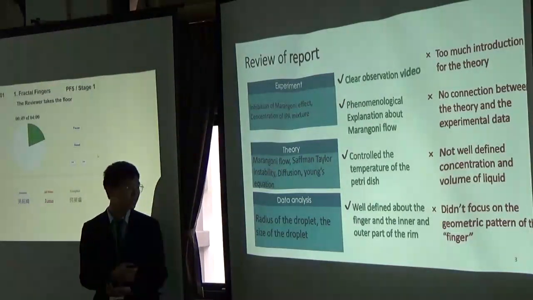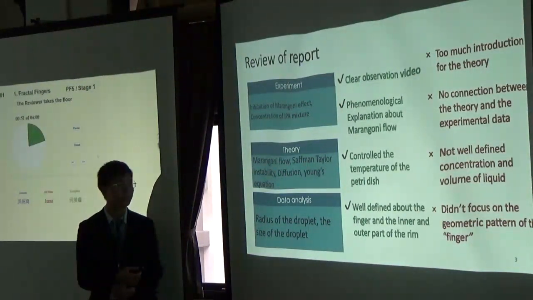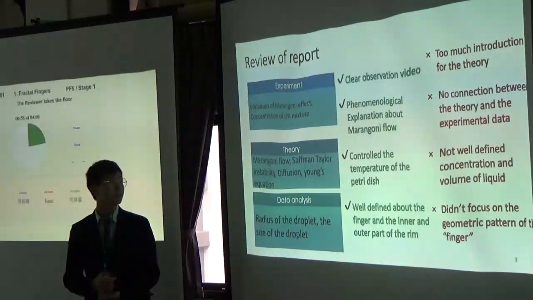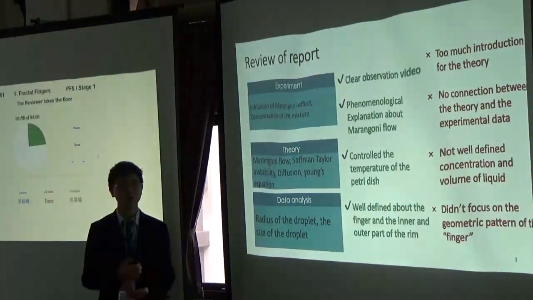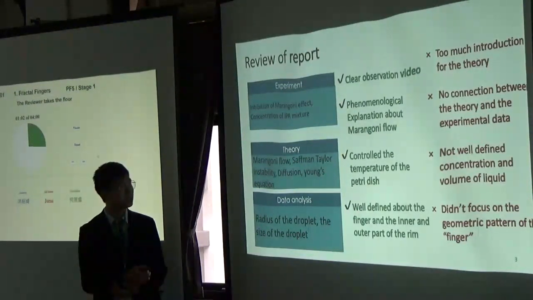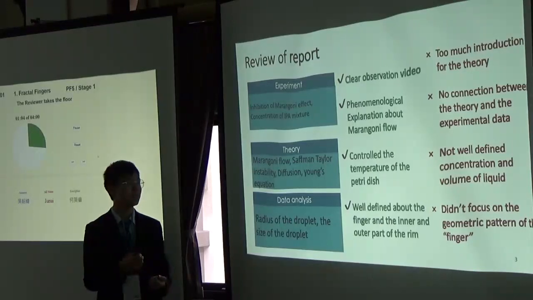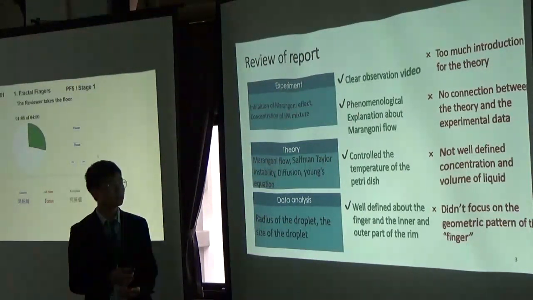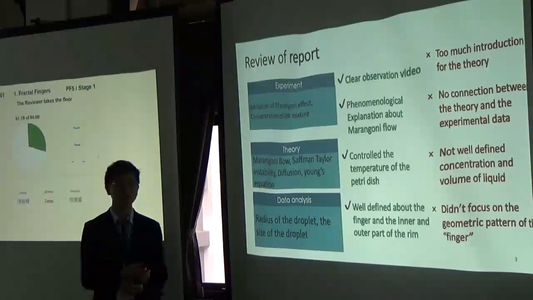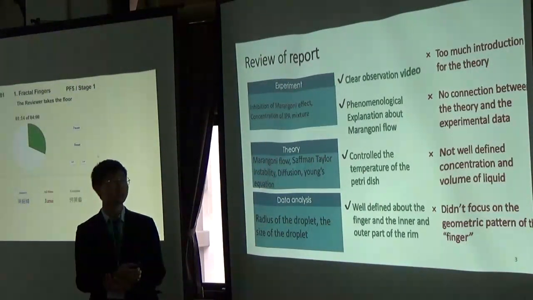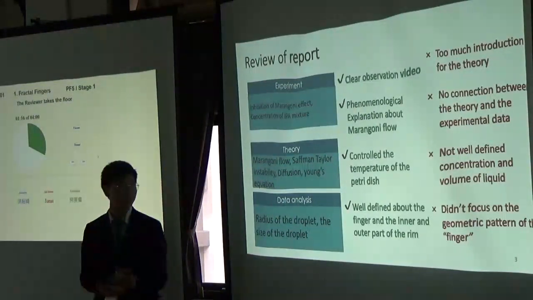She did data analysis for the radius of the droplet and the size of the droplet. And these are the pros and cons that I think your reporter had. First of all, she had a clear observational video about the spreading of the Marangoni flow. And she gave a phenomenological explanation of how Marangoni flow is caused. However, there is too much introduction for the theory part, which causes her not to discuss her experiment result much. And there's no direct connection between the theory and her experiment data.